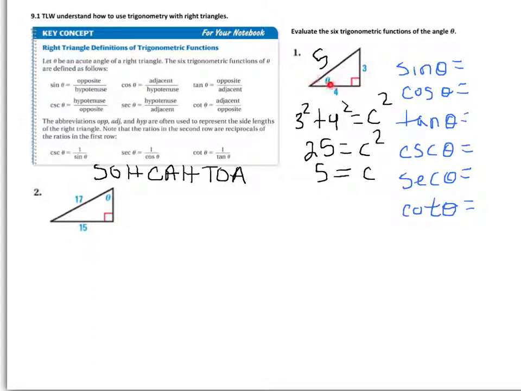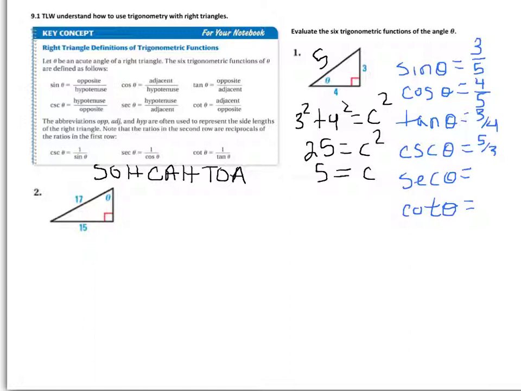So we're starting here, sine equals opposite over hypotenuse, 3/5. Cosine. Cosine equals adjacent over hypotenuse, 4/5. Tangent is equal to the opposite over the adjacent, 3/4. Now cosecant, if you look at our box, the only thing you have to remember is it's the reciprocal of sine. So instead of opposite over hypotenuse, it's hypotenuse over opposite. So just flip sine, so it's 5/3.